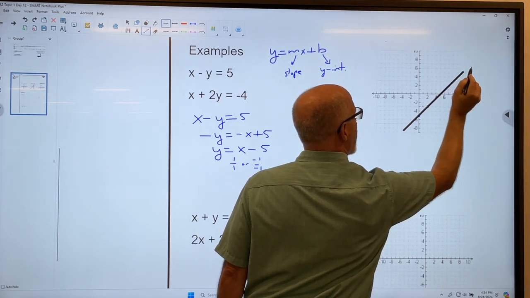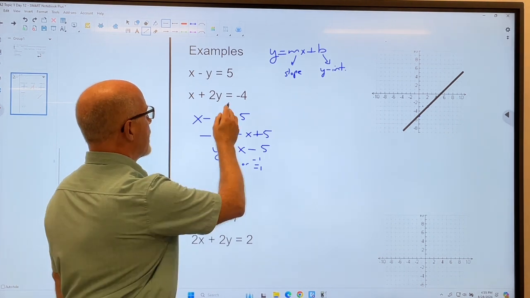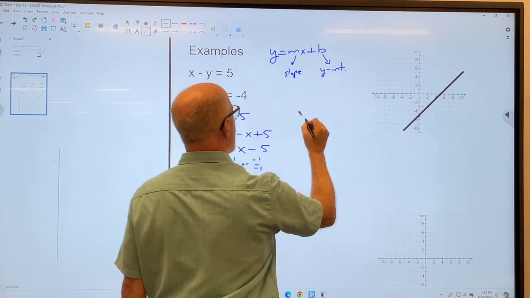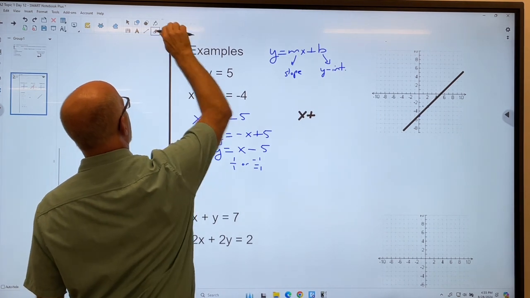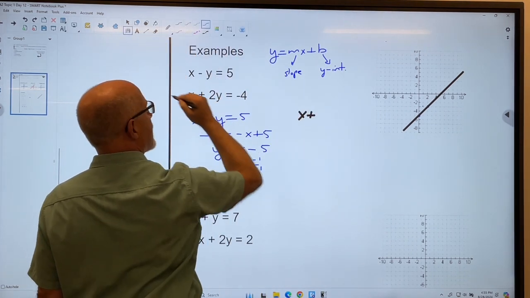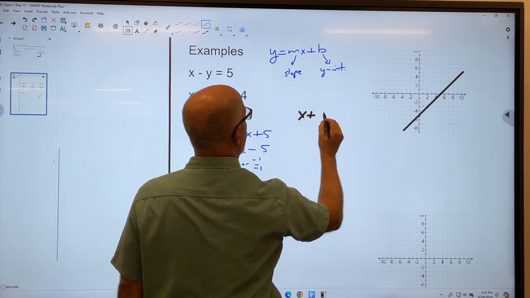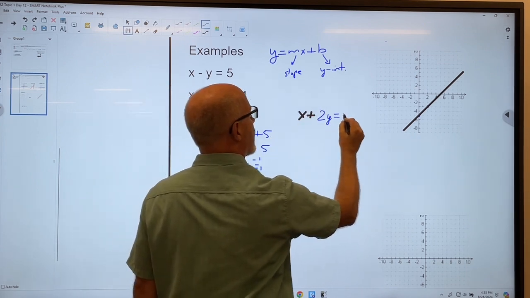Okay, right through there. So there's my line. Now, the next one I'm going to do is this x plus 2y. Let's make that a little smaller. So x plus 2y equals -4.